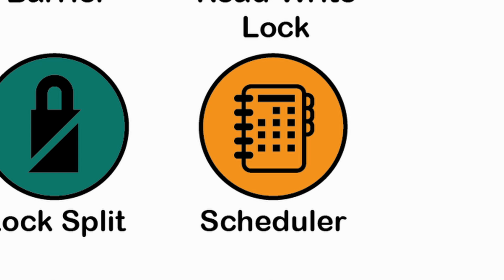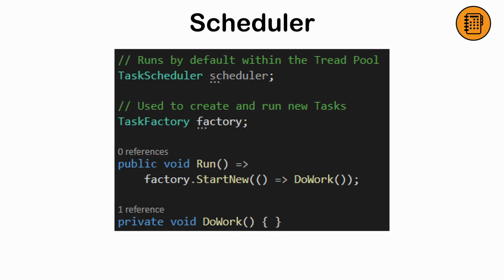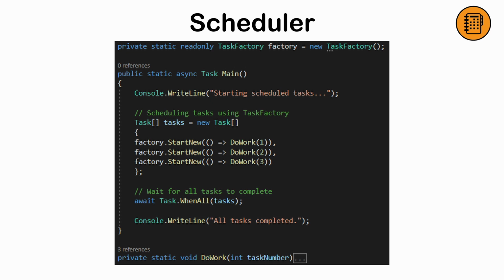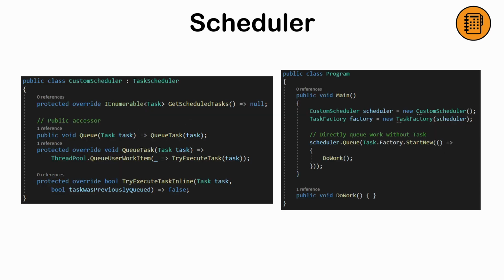The scheduler pattern. A way to assign tasks to threads based on priority or availability. This ensures tasks are completed efficiently while balancing resource usage. It's great for optimizing multi-threaded applications, but can be tricky to implement fairly.